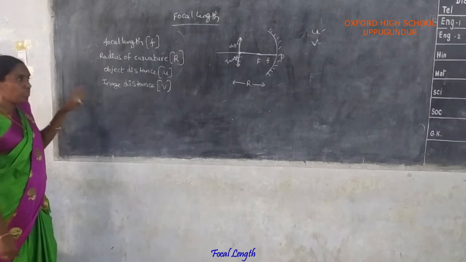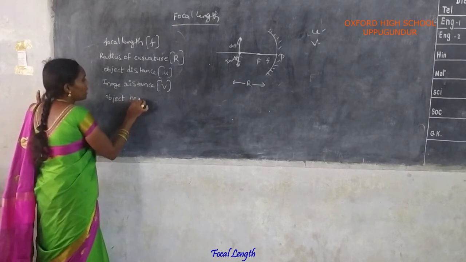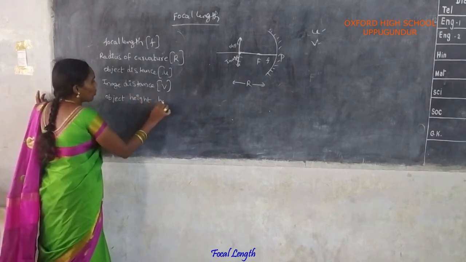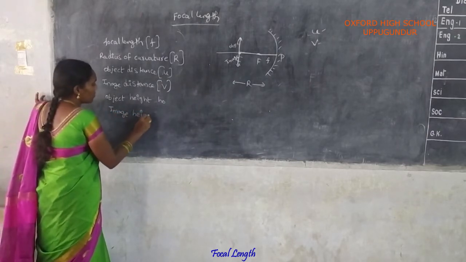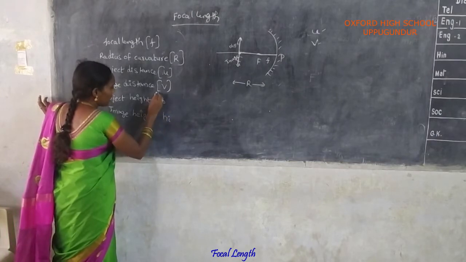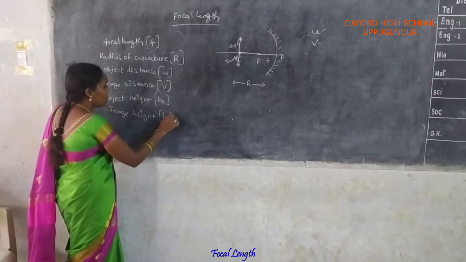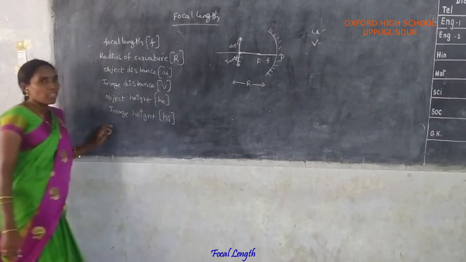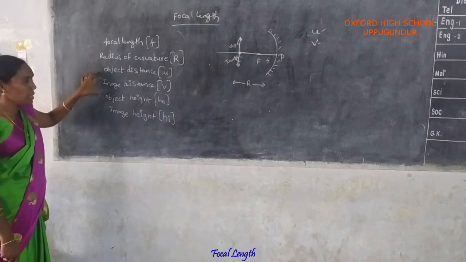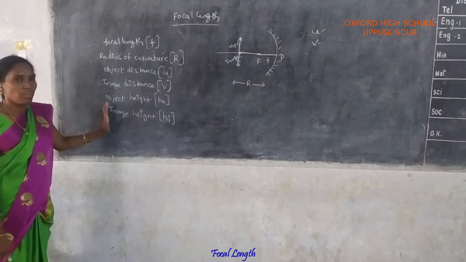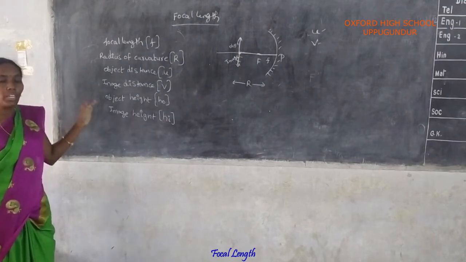And next one, object height and image height. Object height is represented by the letter HO, H suffix O, amma. Image height is represented by the letter H suffix I. Okay na? Here: focal length, radius of curvature, object distance, image distance, object height and image height. By using these, we have to explain the sign convention for a given mirror.